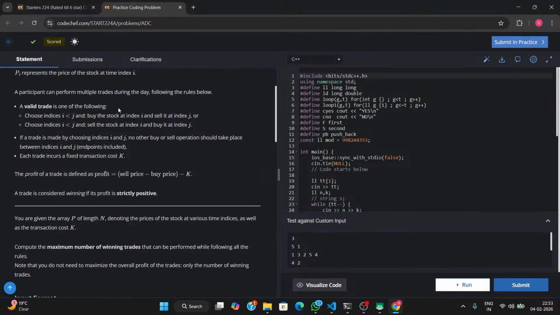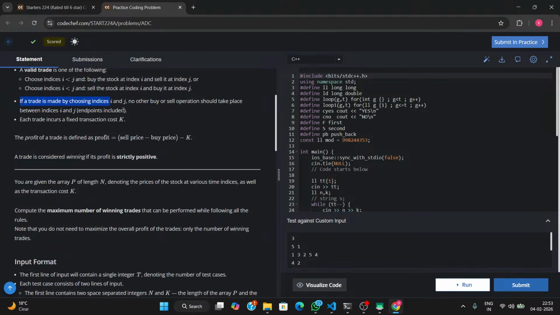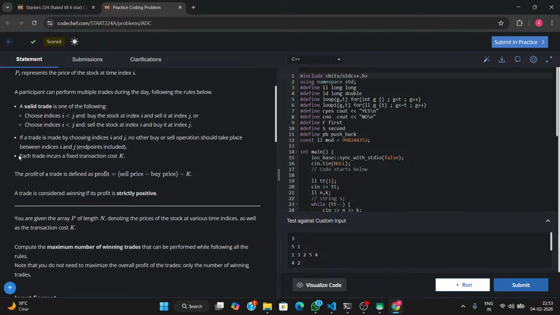A valid trade is one of the following. We choose an index I, which is less than J, and buy a stock at index I and sell it at index J, or sell the stock at index I and buy the stock at index J. Both of them are possible. If a trade is made by choosing I and J, no other buy or sell operation should take place between these indexes I and J, and each trade incurs a fixed transaction cost X.